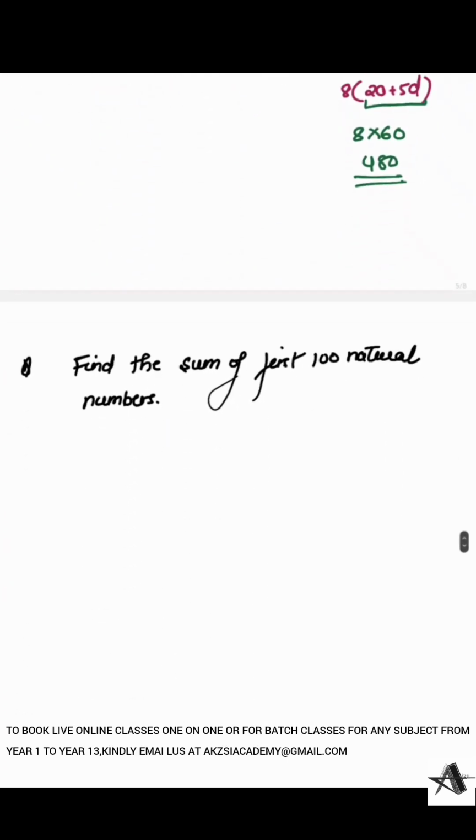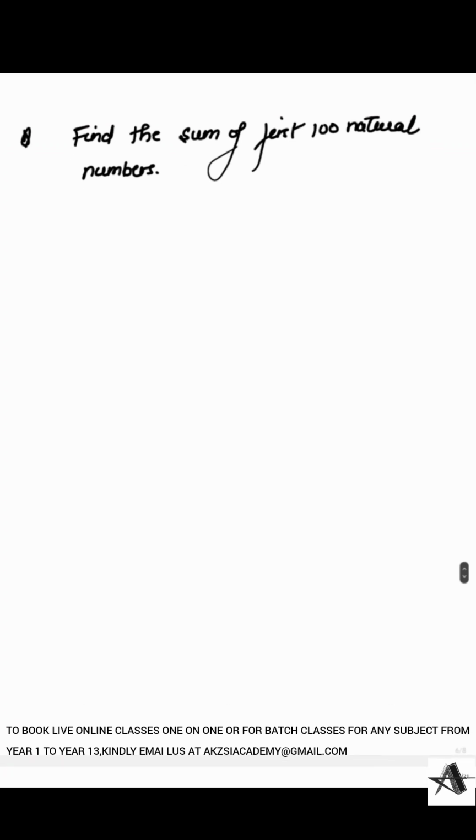Moving on to the next one. Find the sum of the first 100 natural numbers. What are the first 100 natural numbers? It's 1, 2, 3, 4 and so on. If you see what kind of series it is, definitely you keep on adding 1, 1, 1, 1 to it. They have a constant common difference of 1. So it's obviously an arithmetic series.